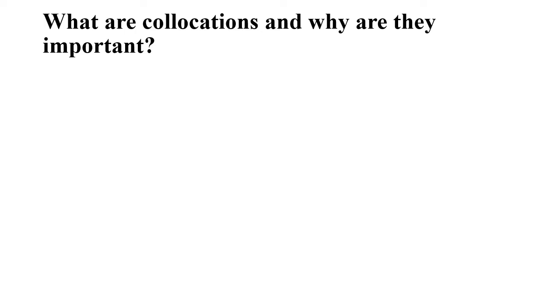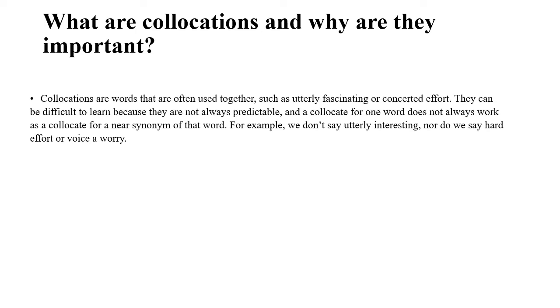And the first question we have before we check the website and the dictionary itself is, what are collocations and why are they important? Collocations are words that are often used together, such as utterly fascinating or concerted effort. They can be difficult to learn because they are not always predictable, and a collocate for one word doesn't always work as a collocate for a near synonym of that word. For example, we don't say utterly interesting, but we say utterly fascinating. We don't say hard effort or voice a word.